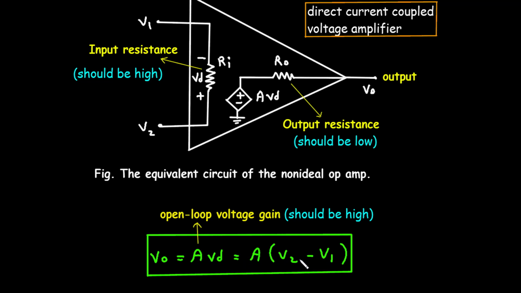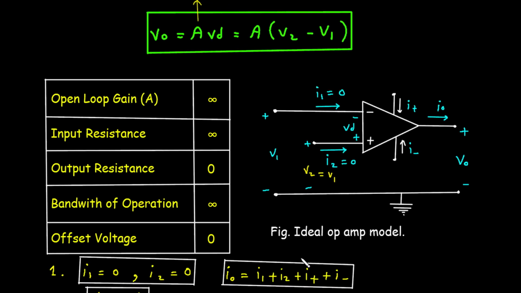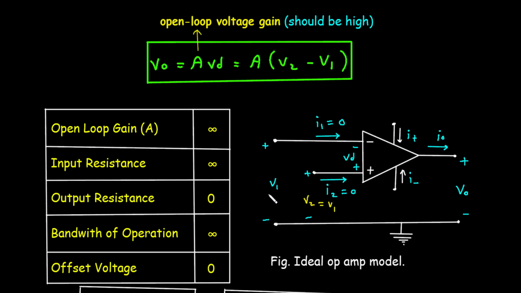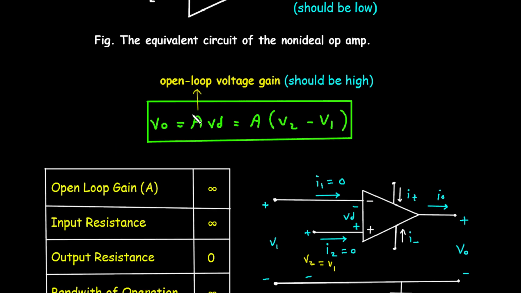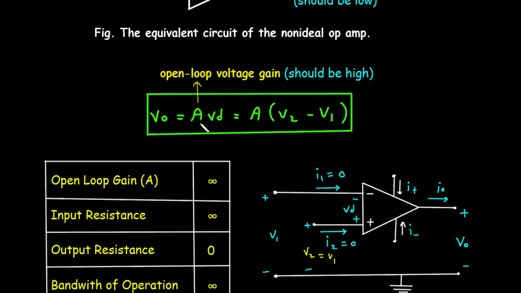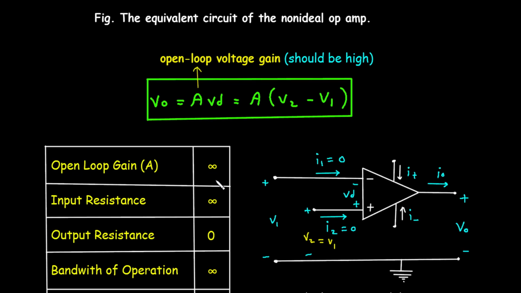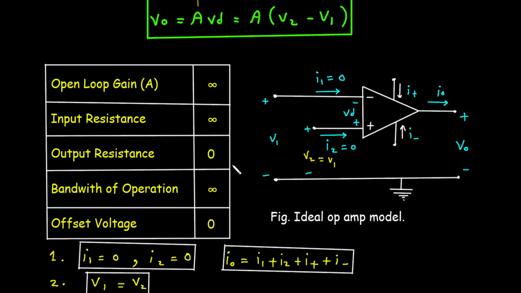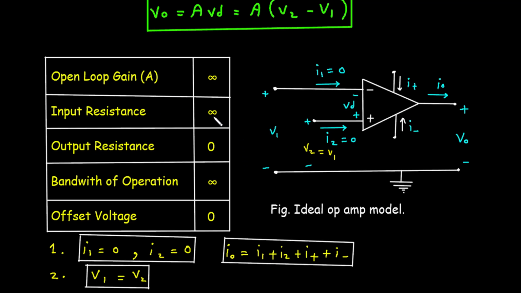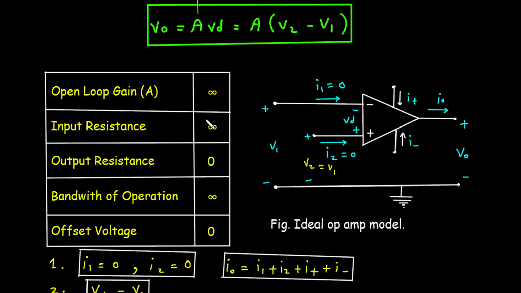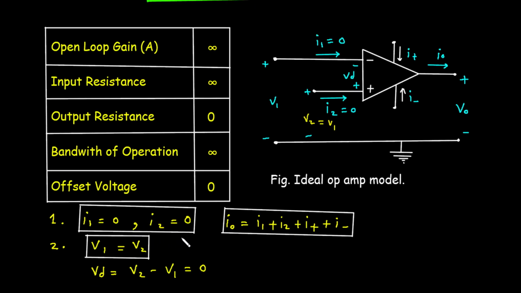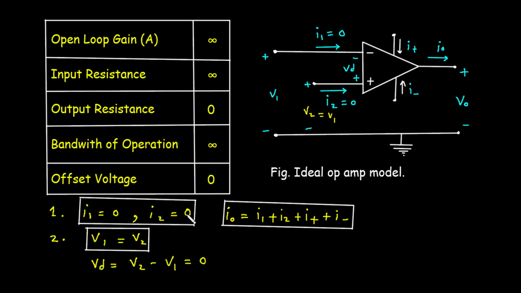Now, let's discuss the ideal op-amp model and its characteristics in more detail. Open-loop gain, A. In an ideal op-amp, the open-loop gain is considered infinite. This means that even the smallest difference between V2 and V1 will be amplified to a very large output voltage. Input resistance. The input resistance of an ideal op-amp is infinite. This implies that no current flows into the input terminals. In practical terms, this means I1 equals 0 and I2 equals 0, where I1 and I2 are the currents into the inverting and non-inverting inputs, respectively.